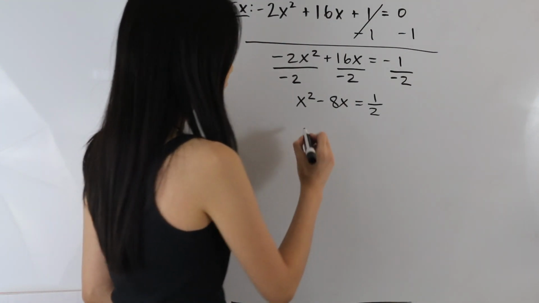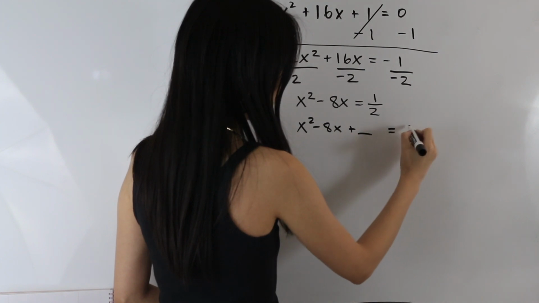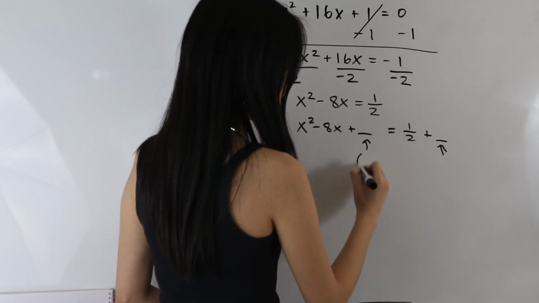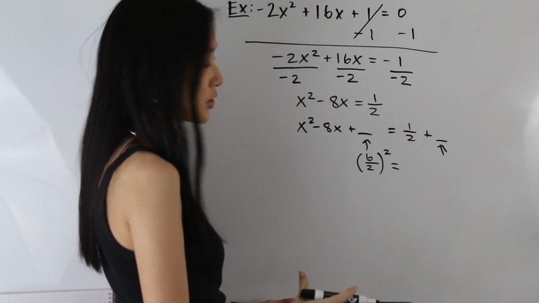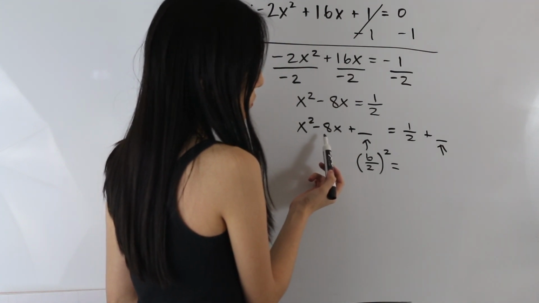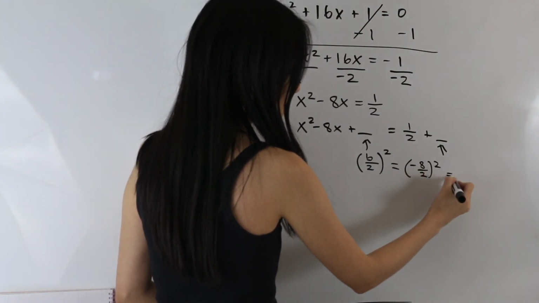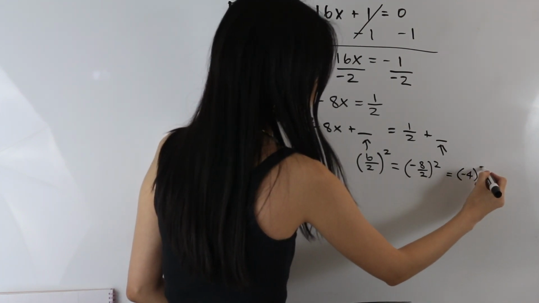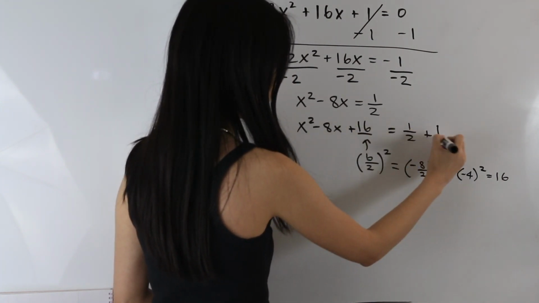From here, we are going to want to add some term to both sides so that we can complete the square. The term that we're going to be adding to both sides is b over 2 squared. Let's identify what b is equal to. b is just the coefficient that multiplies the x. In this case, b is equal to negative 8. So we're dividing it by 2 and squaring it, and we end up with negative 4 squared, and that is equal to 16. So let's add 16 to both sides.